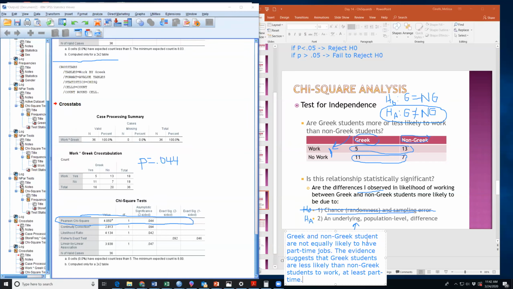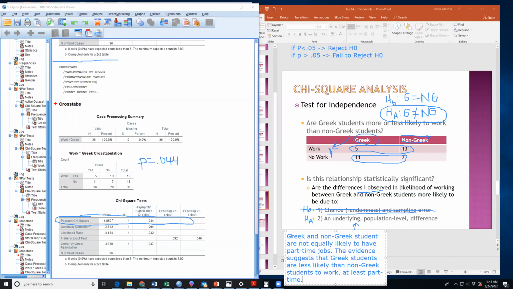Our alternative hypothesis was that these two groups are different. What that means is we're making this inference that yes, the sample suggested they were different, and the statistics suggest that we saw this difference in our sample because there is an underlying population-level difference.